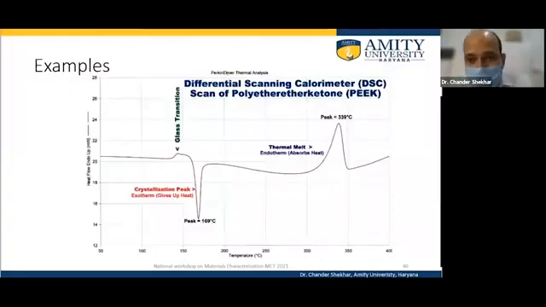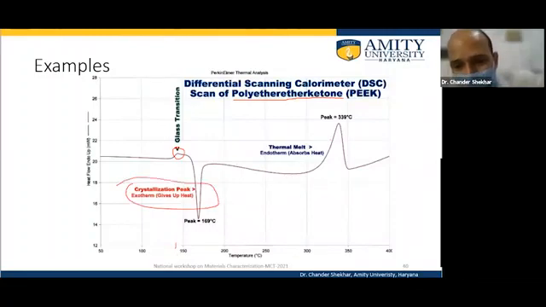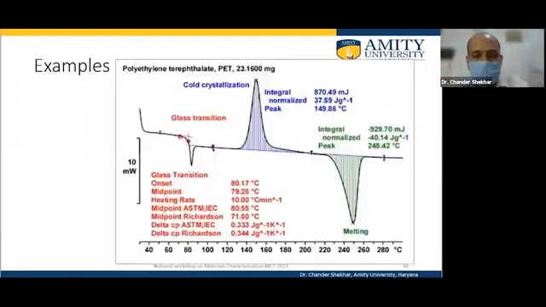Quickly, I will go through two or three examples. For example, this is the example for polyetheretherketone, PEEK. This shows a very nice glass transition at close to 150 degrees centigrade, and thereafter there is a crystallization, and after the crystallization, there is melting at 339 degrees centigrade. So glass transition, crystallization, and thereafter melting happens in this case.